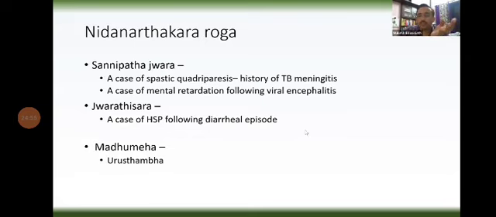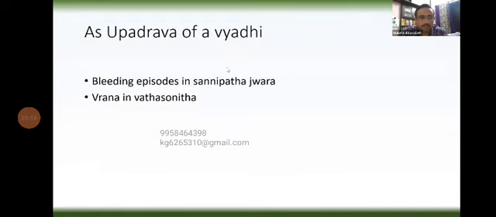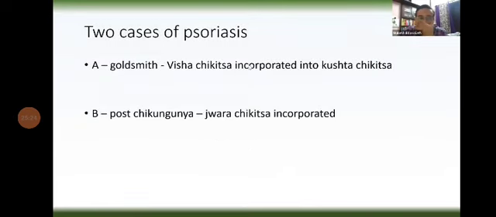Then you get a lot of patients with peripheral neuropathy in diabetic patients. Usually that is nothing but madhumeha, and that meda and kapha is causing urustambha. So if you give urustambha chikitsa in such patients, you will start getting very good results. So sometimes nidanarthakara rogas can be a cause in the manifestation. Sometimes, as I already told you, upadrava of a vyadhi can also happen. Then some other specific nidanas.